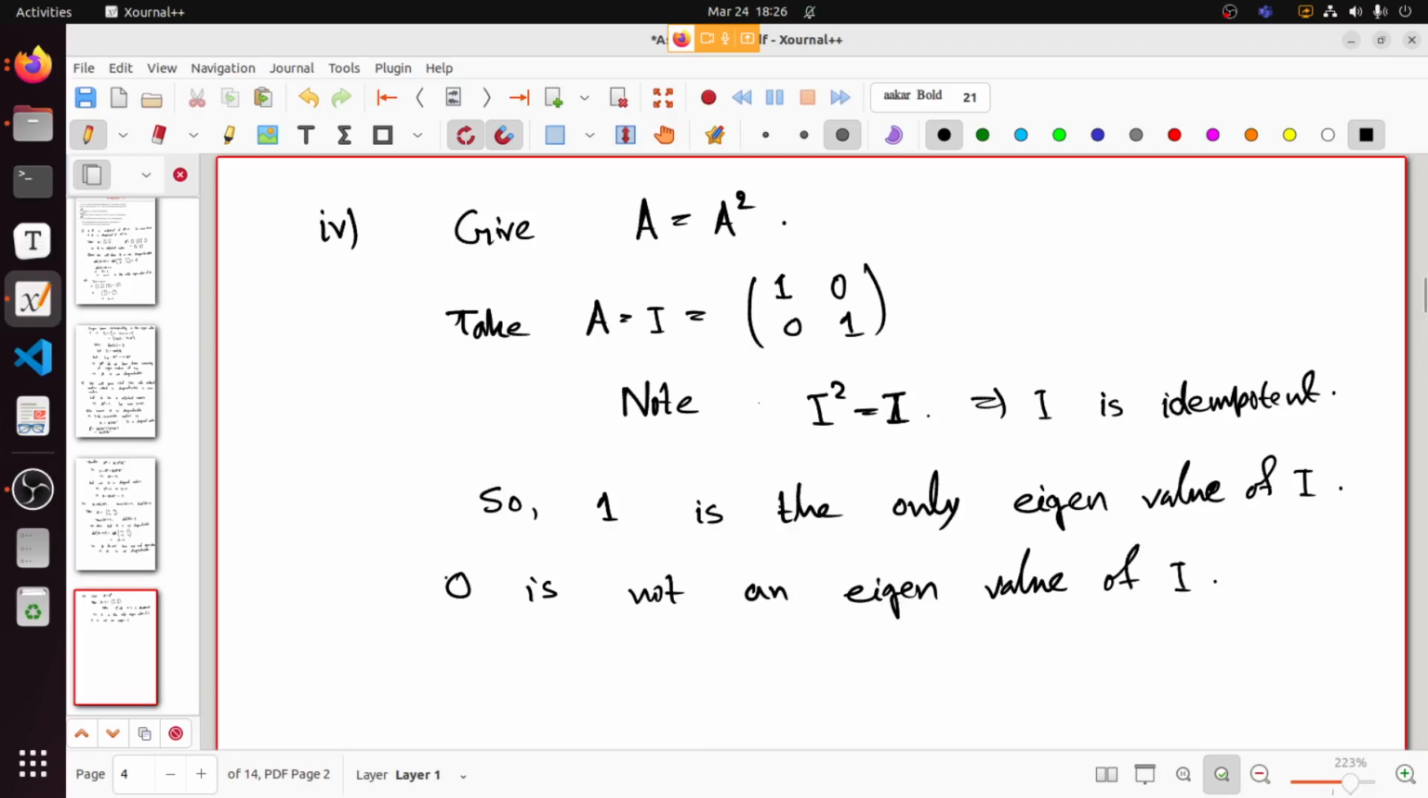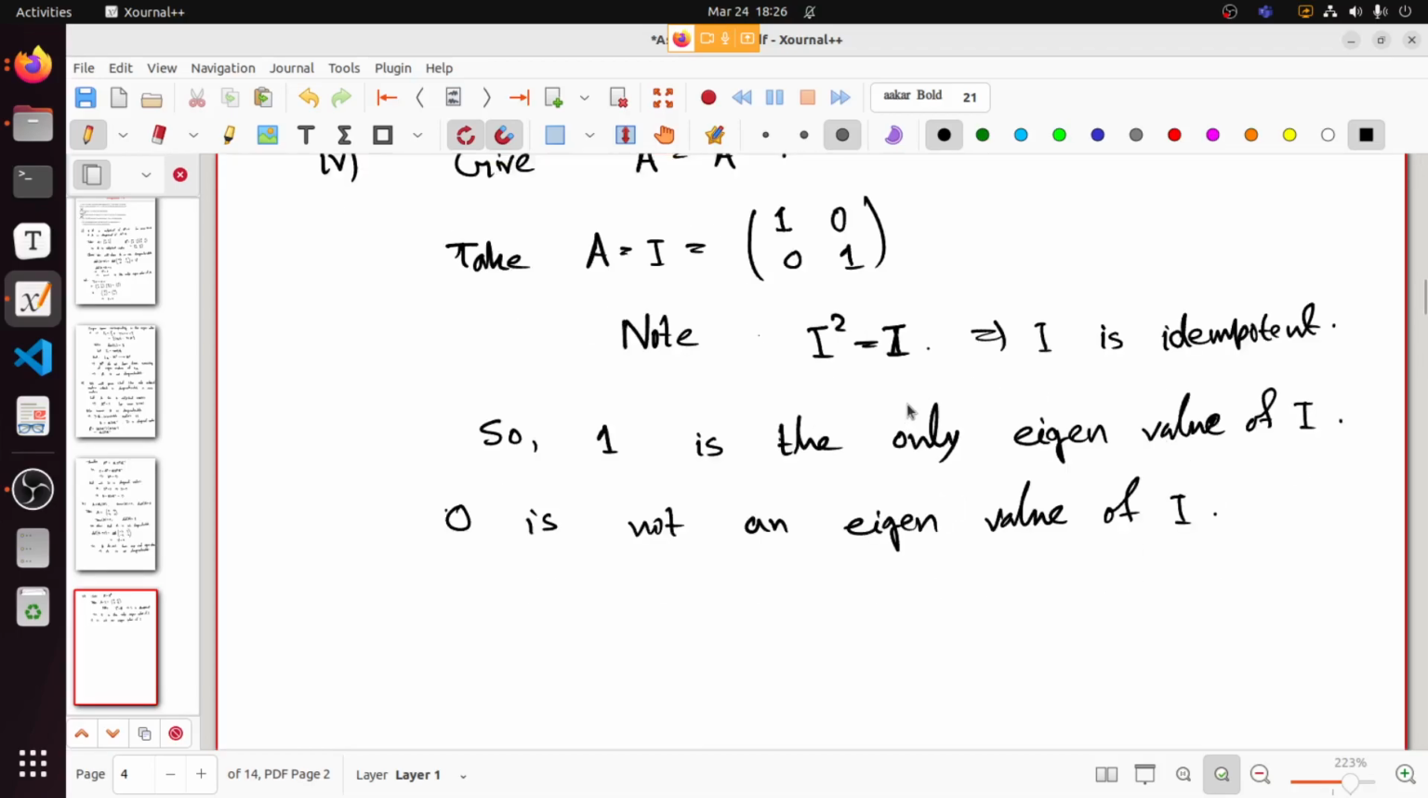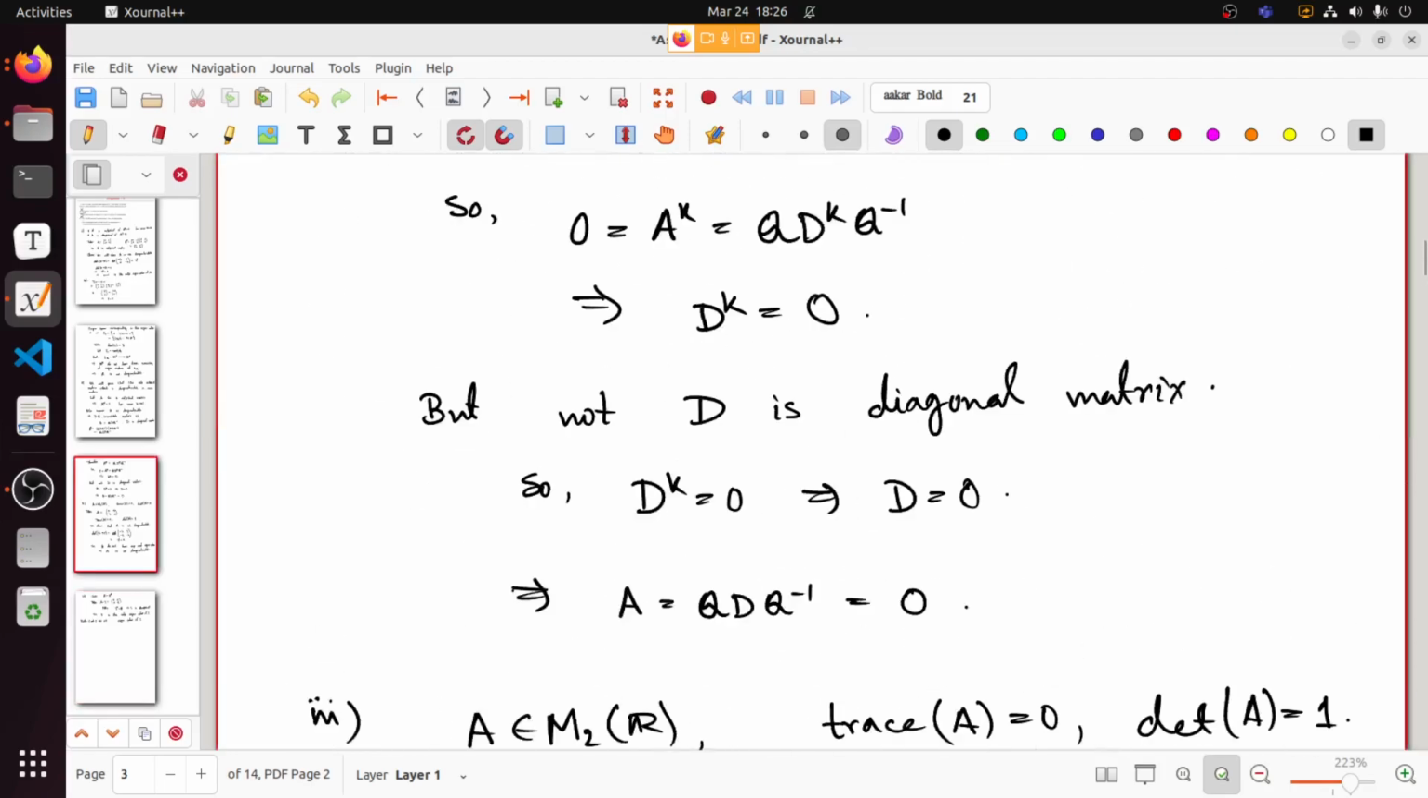So the fourth option is false. Both 0 and 1 are not eigenvalues of I. Let's write it here also. Not eigenvalues. So option number 4 is false.